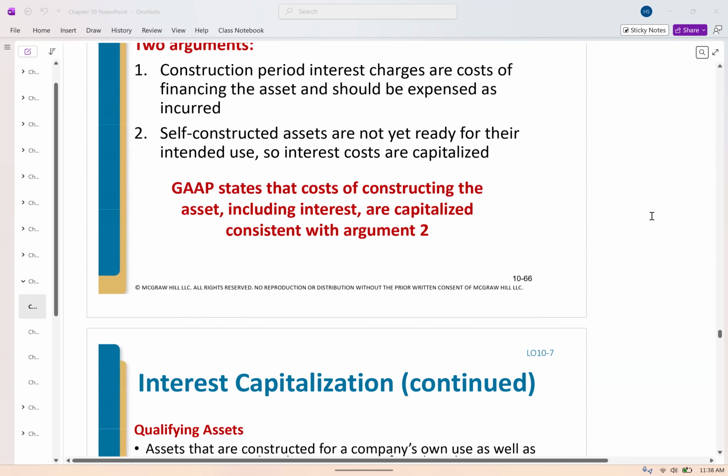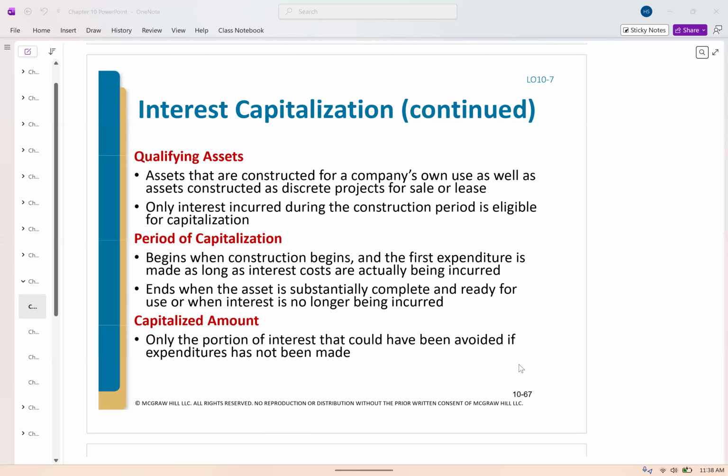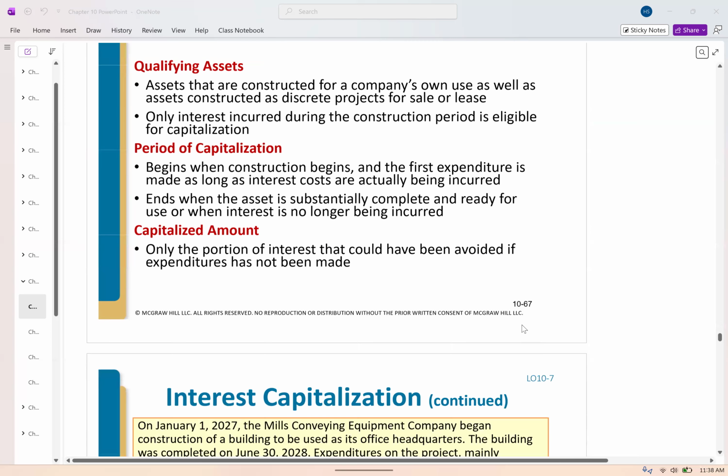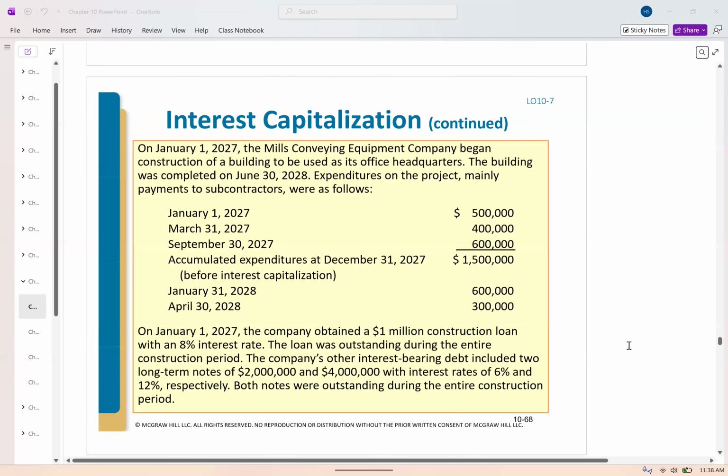Okay. So it does have to be qualifying assets. There has to be a period of capitalization and there has to be the amount. Okay. Only a portion of the interest, not all of the interest, will be capitalized. Okay. So there is a lot to unpack in just this one slide right here.